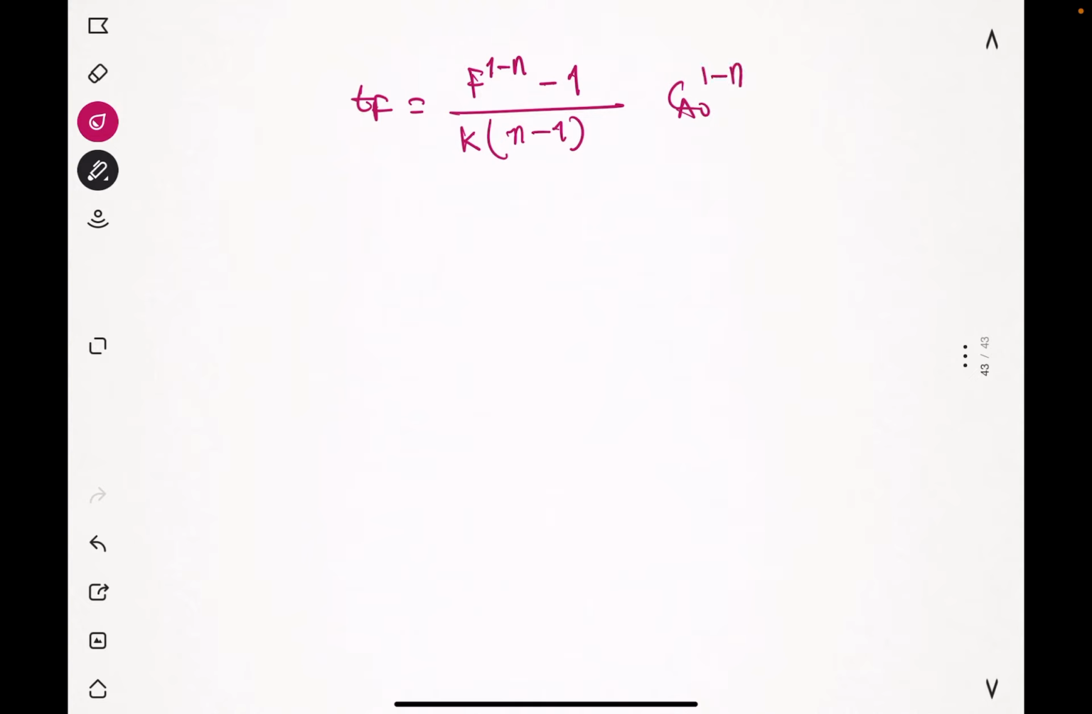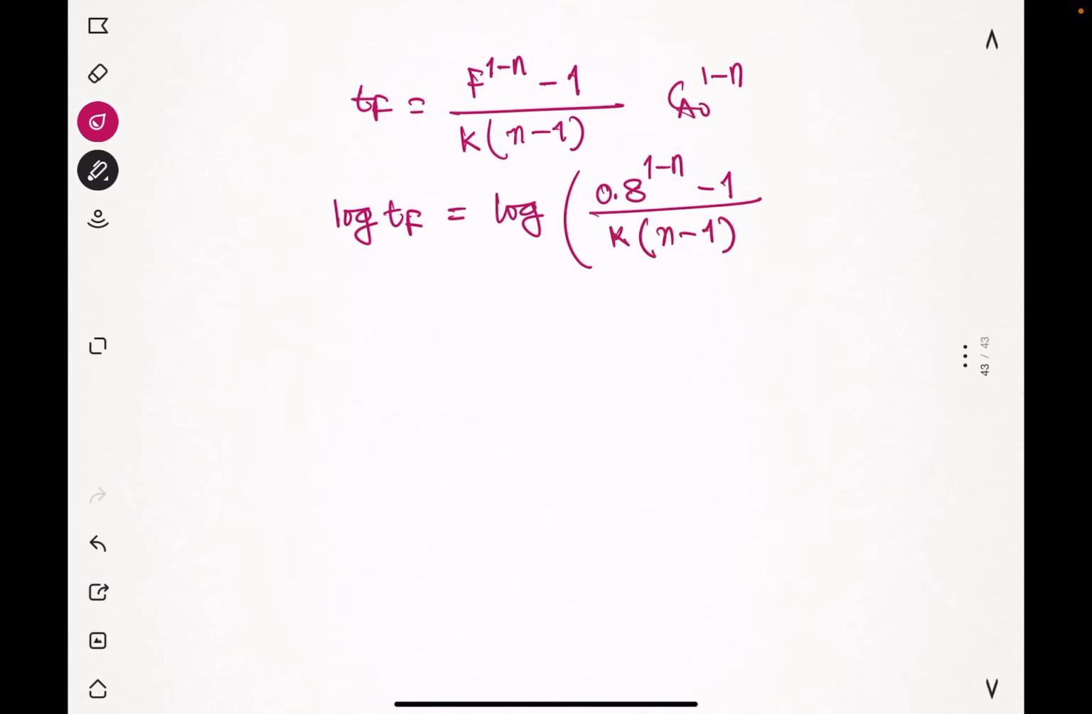And when you take a logarithm of that, the expression becomes log TF. It can be ln or natural log; either is okay. Here F is 0.8. K we do not know. N we do not know. Plus 1 minus n log of Ca.